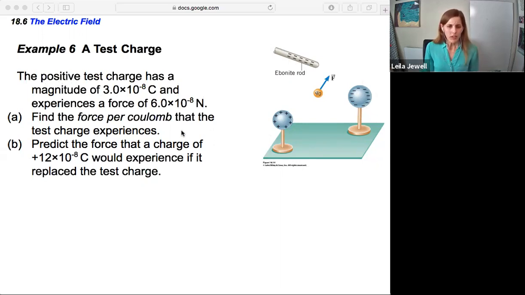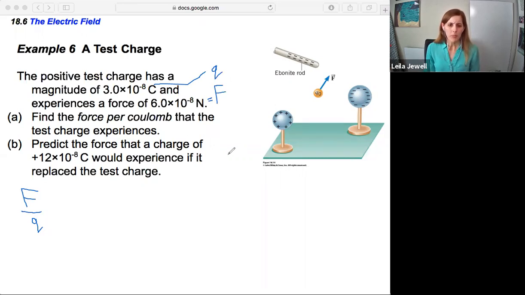All right, now if we want to find the force per coulomb, let's think for a moment about what force per coulomb is. Force per coulomb describes the amount of force divided by the coulomb, that's the charge. So the total amount of force divided by the amount of charge. And we know the force, and we know the charge. So we're in good shape to be able to solve part A.